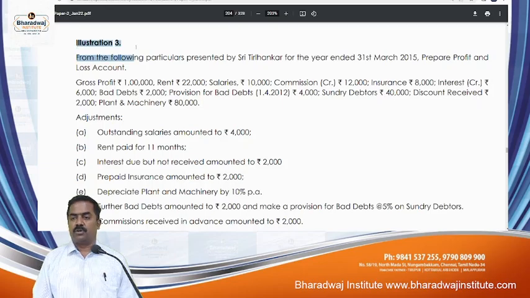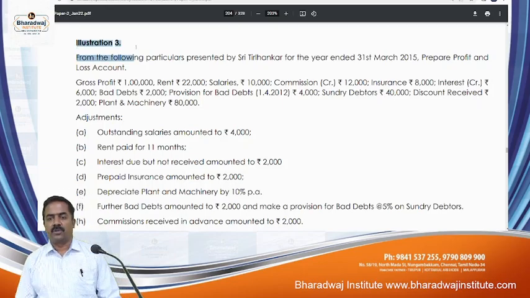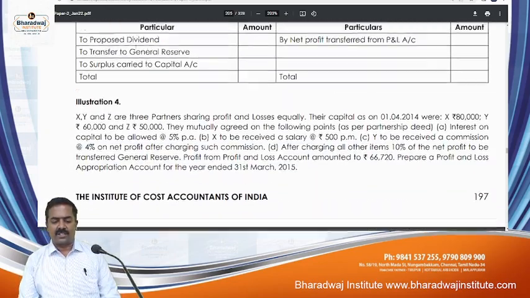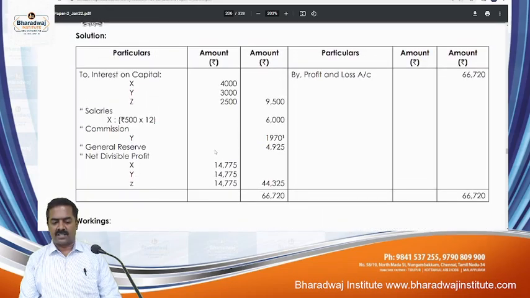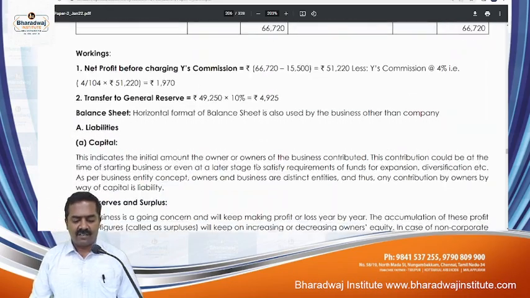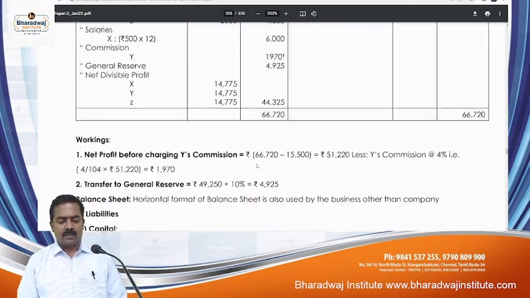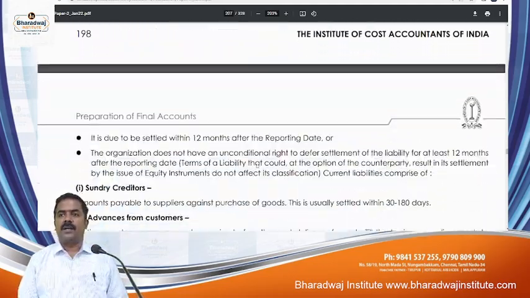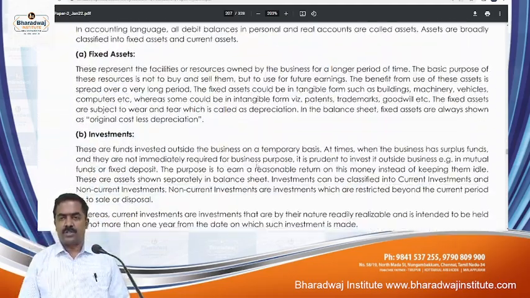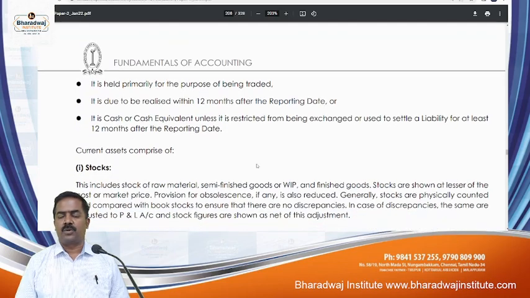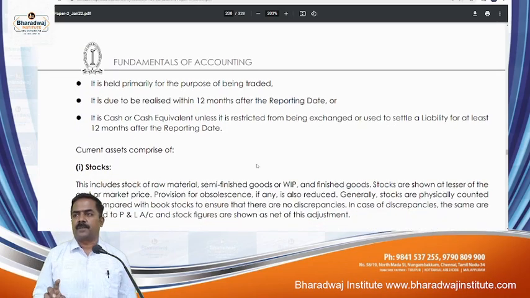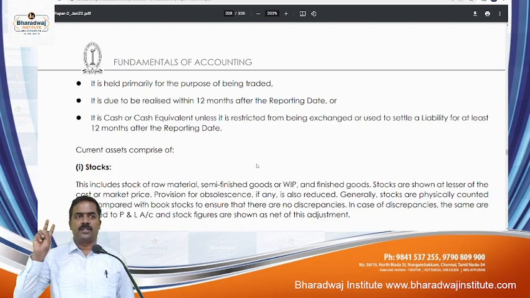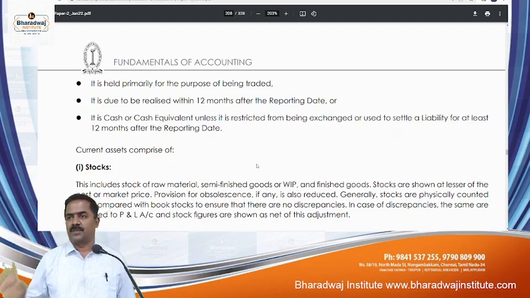Illustration 3 also you can go through. Only the first 3 illustrations you can go through. All others are lengthy answer questions. They will not ask questions like partnership, interest on salary, commission. You can go through the first 3 illustrations. Then classroom notes are more than sufficient. From this chapter, how many marks can you expect maximum? 5 questions into 2 marks, max 10 marks from this.